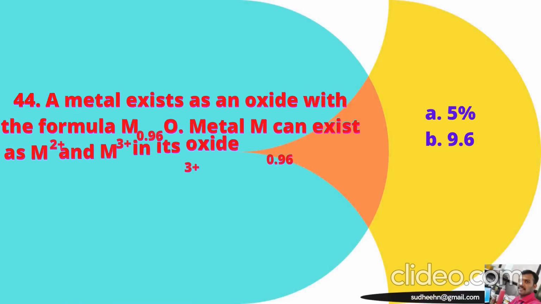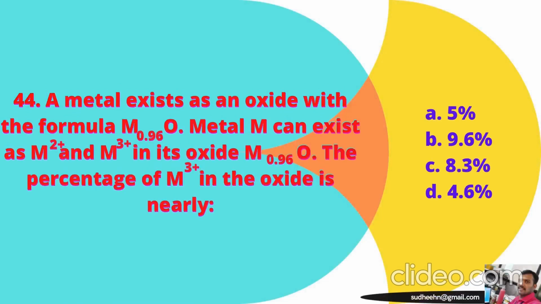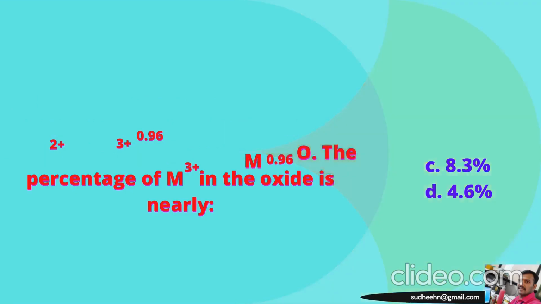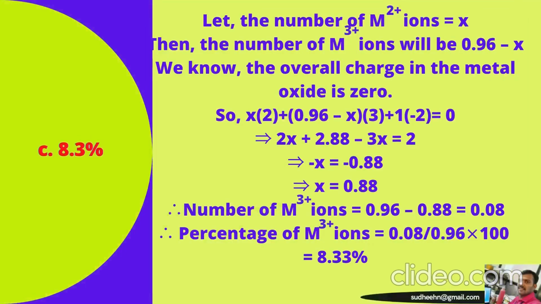Next question, question number 44. A metal exists as an oxide with the formula M0.950. Metal M can exist as M2+ in the ionic form and M3+ in its oxide M0.960. The percentage of M3+ in the oxide is nearly 5%, 9.6%, 8.3%, and 4.6%. And the right answer is option C, that is 8.3%.